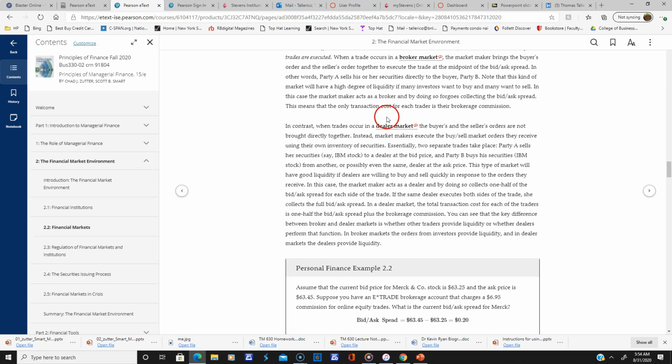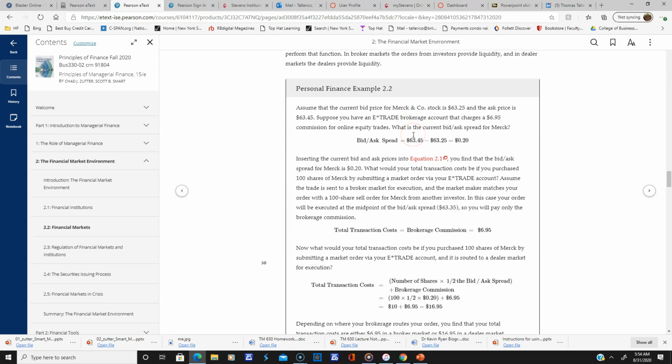All right, so in the dealer market, the buyers' and sellers' orders are not brought directly together. Instead, market makers execute the buy and sell orders they receive using their own inventories of securities. This is the definition of a dealer market: the market in which the buyer and seller are not brought together directly, but instead have their orders executed by securities dealers who make markets in the given security. Okay, so just remember that difference: a broker market and a dealer market.